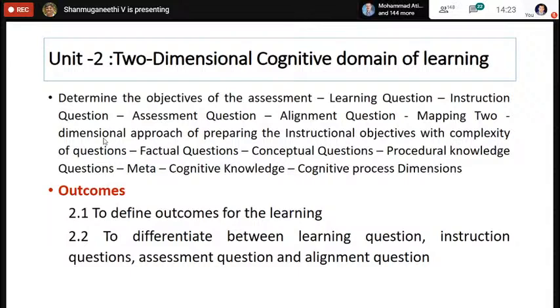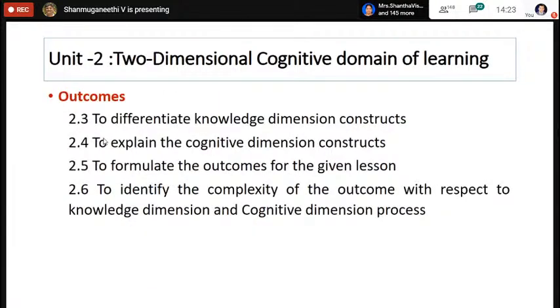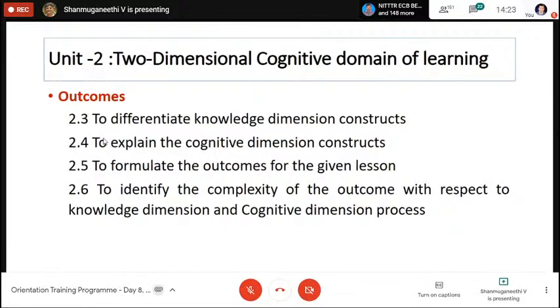To define the outcome for the learning, to differentiate between learning question, instruction question, assessment question, and alignment question, to differentiate knowledge dimension constructs. See, suppose I want to ask a question basically on factual. Factual is very important, because without retention, the student cannot think. In a vacuum, the student cannot think. So the basic knowledge components are very important. Then how this content can be applied in context, that is where the why comes into the picture.